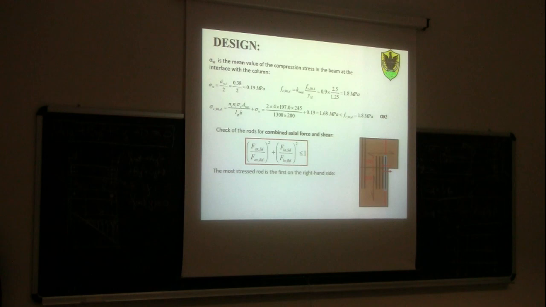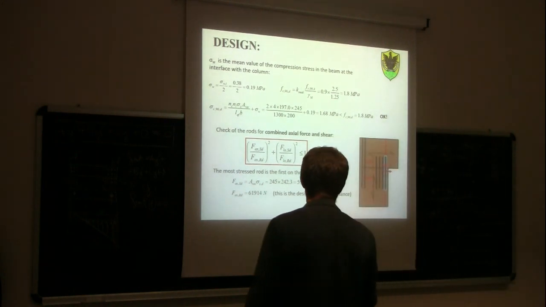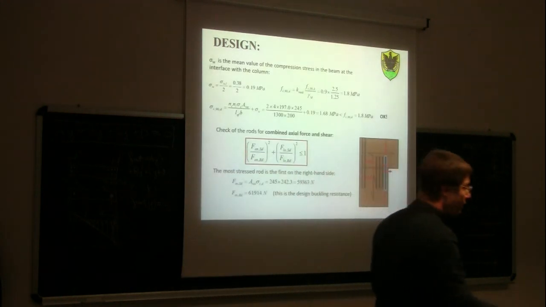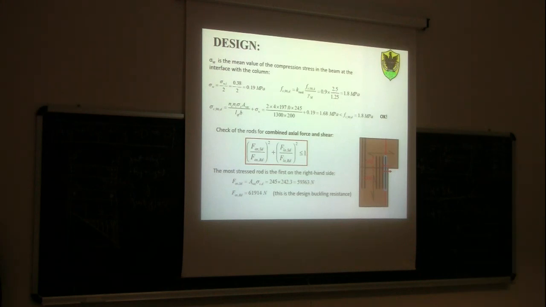For this rod, the axial demand, FAX SD, is almost 60 kilonewton, so 59,000 newton. The design axial resistance is 61,914. So as you can see, they are quite close to each other. So the strength demand is very close to the strength capacity. So we may have some problem because then we add another stress component, which is the shear. So we may have some problems with interaction, even though here we are using a quadratic interaction.